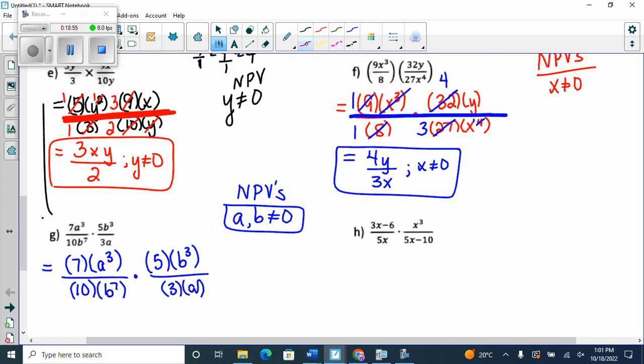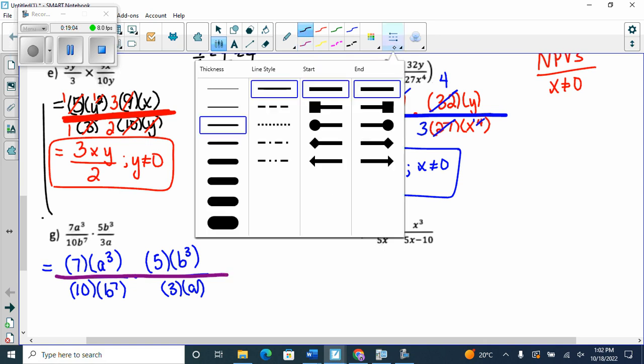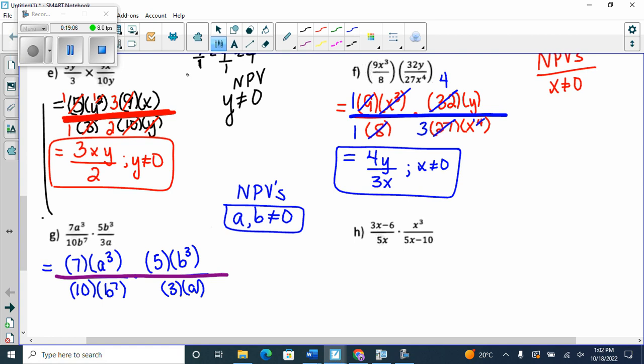Once I've stated NPVs, I go to a really thick line, all the numerators over all the denominators. Then I say what matches. Well, I have 1 a down here, I can take off one of these a's, so I'm left with a squared. I have 3 b's here, can take off 3 of these b's, so I'm left with b to the 4. 5 and 10, I can take a 5 out of both. 5 divided by 5 is 1. 10 divided by 5 is 2.